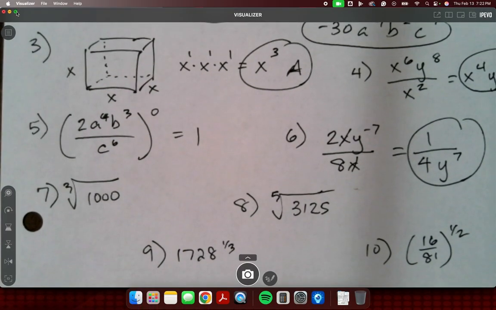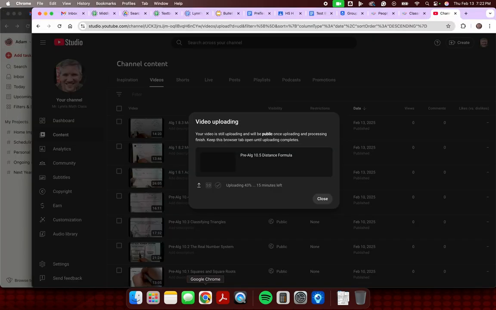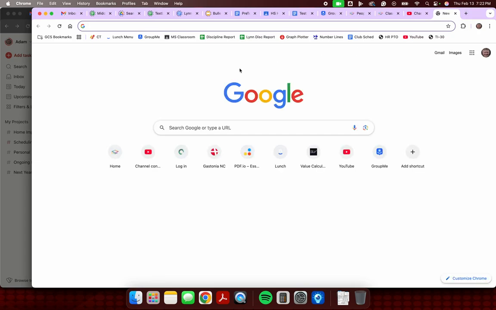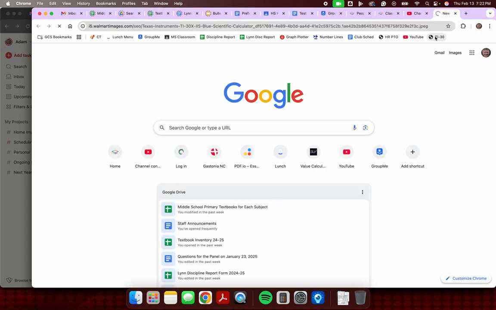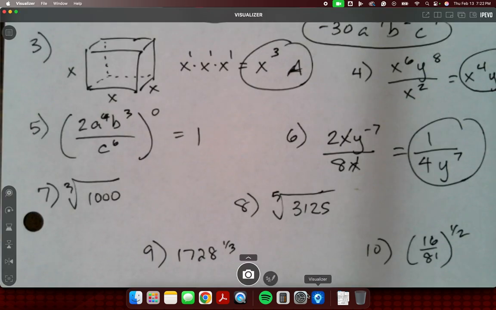So let me get my calculator. I think I can also make it so you can see the version you guys will have. Just as far as pointing out the buttons, this is just an image. This is not something I can work on, but I'll refer to it when I need to. So the first thing we have is the cube root of 1,000.